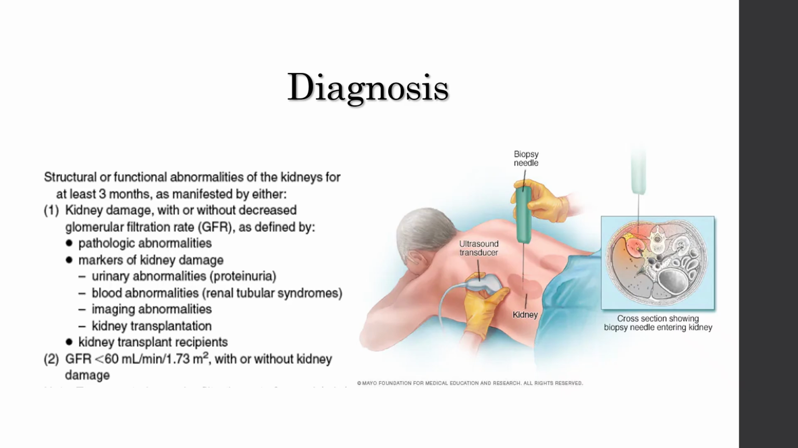The first is evidence of kidney damage with or without decreased GFR. This includes pathologic abnormalities identified on renal biopsy, markers of kidney disease such as proteinuria, which is most common and most important, abnormal blood findings related to tubular dysfunction, imaging abnormalities on ultrasound, CT, or MRI, and history of kidney transplantation. So even if filtration rate is still normal, persistent structural damage qualifies as CKD.